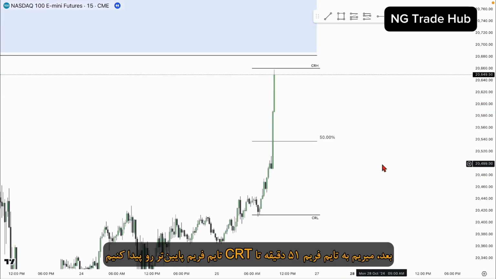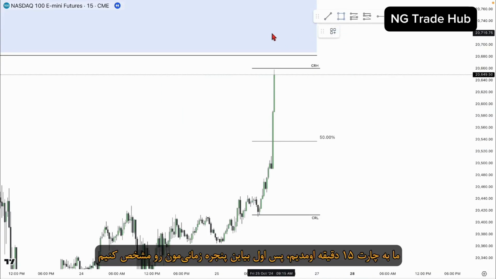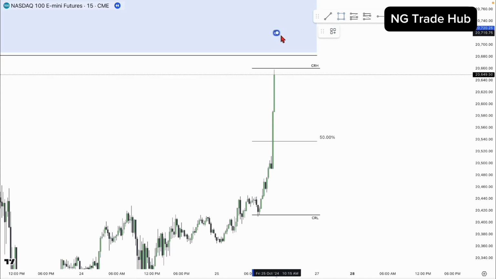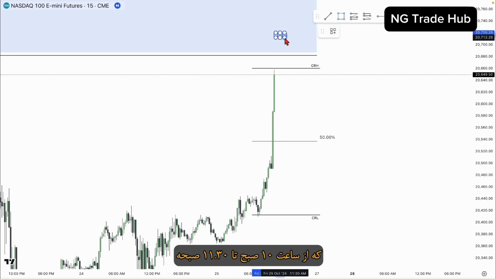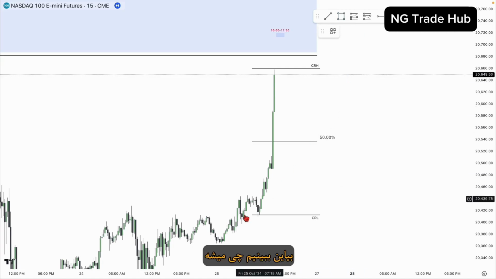Next, we will switch to the 15-minute time frame to find the lower time frame CRT. We have switched to the 15-minute chart, so first let's mark our time window, which is from 10 a.m. to 11:30 a.m. Let's see how it plays out.